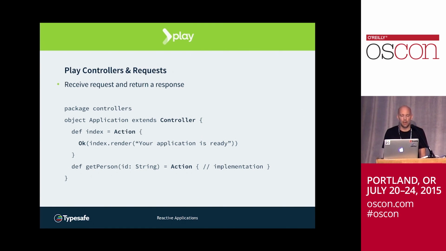So we're going to return an action, and we're going to wrap it inside of an action, and then we're going to return this OK response back. That's an HTTP 200, and we are going to render something. In this case, we call index and pass in a parameter to the view that we're using. Passing in "your application is ready", and that's going to be rendered in the view, and then we're going to return that view to the caller.